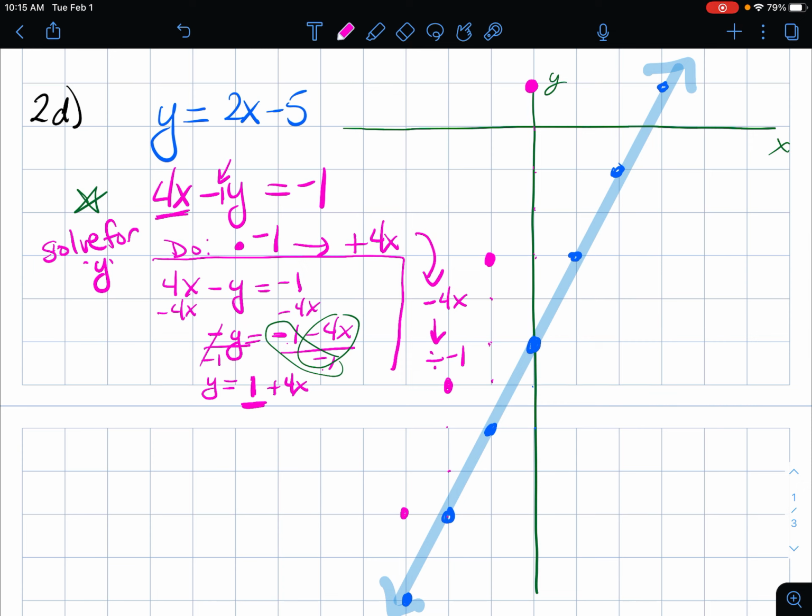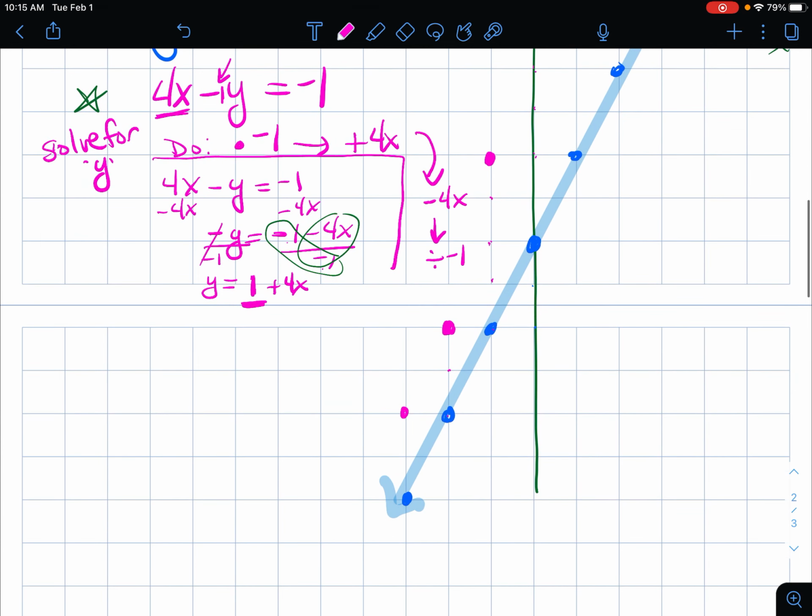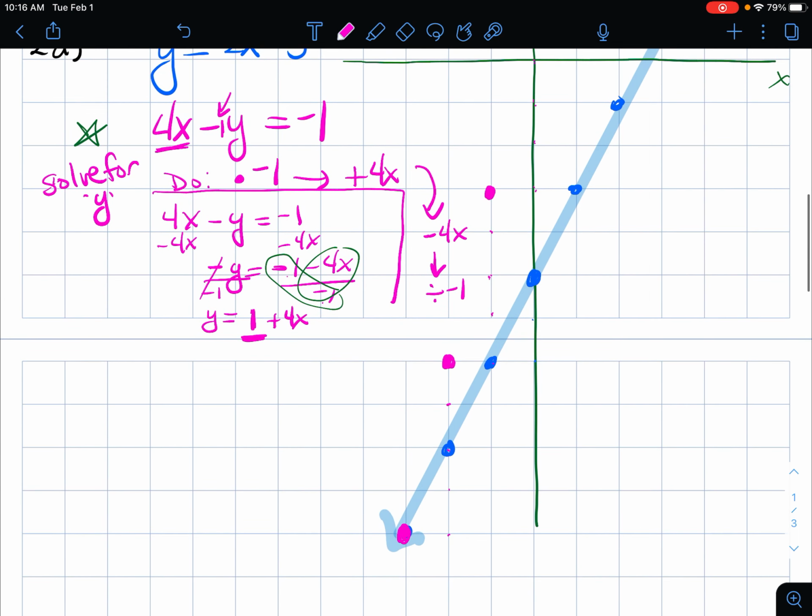I feel like I made a mistake here. 1, 2, 3. Oh, I did make a mistake. Whoops. I was going to say that didn't look like it was matching up right. And once you draw your line, you would notice it didn't match up right. So let me get rid of these mismarked points. 1, 2, 3, 4, and left 1. Okay, so now we're matching up.